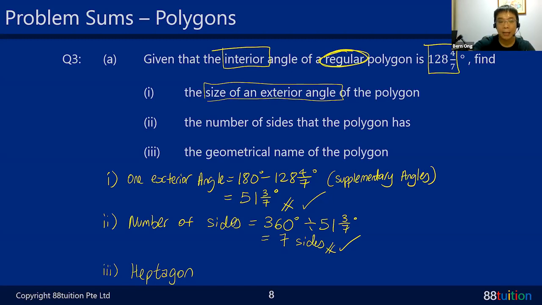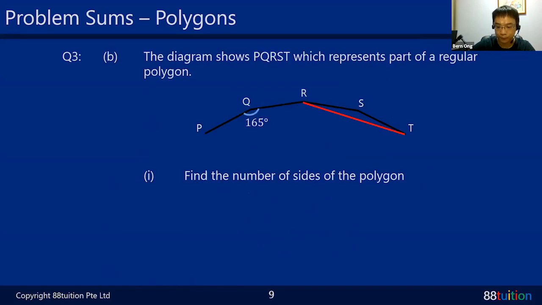All right. So next, question 3B. Let's go. The diagram shows PQRST, which represents part of a regular polygon. Again, regular means all the sides the same, which means that all the interior angles are 165. This whole thing is 165, and this whole thing is 165, and so on. All the interior angles the same, and all the exterior angles the same also.